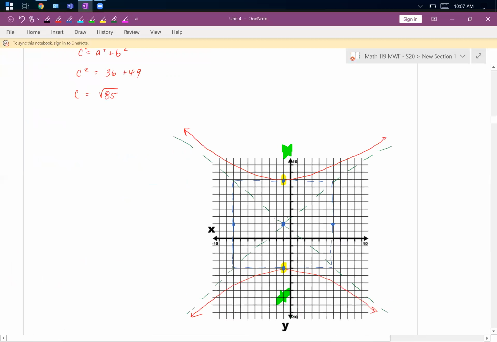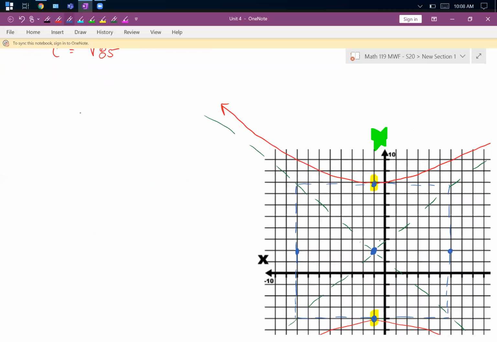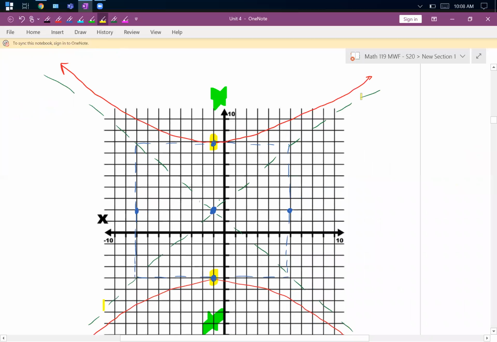All right, on to our asymptotes. And I feel like this is the hardest part of the hyperbolas when we're off the center. So looking at our first asymptote, we want to figure out what the slope is. So what's the slope of this?